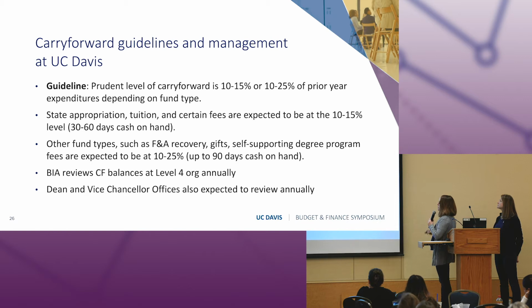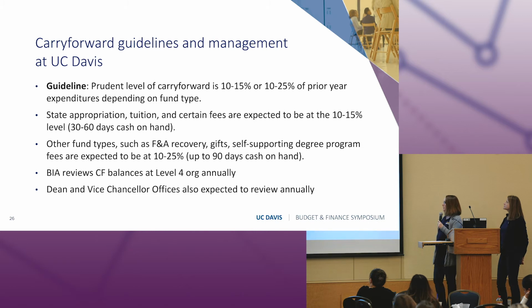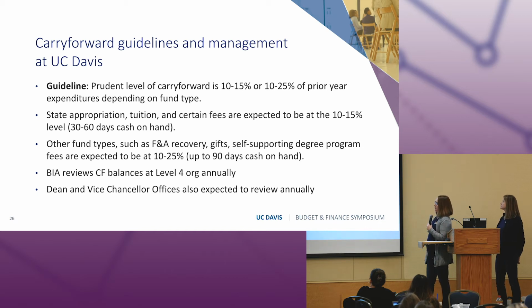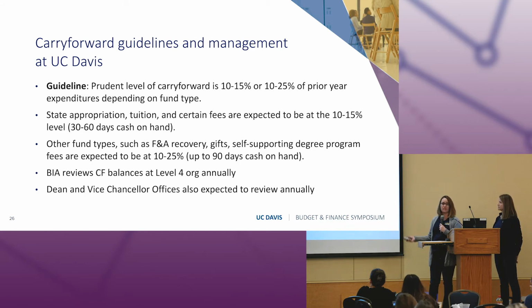So other fund types, such as F&A recovery, gifts, and self-supporting degree programs, are expected to be 10 to 25%, up to about 90 days. That was also arrived at by looking at the risk in those programs. If you have a self-supporting degree program, your income and expense picture, mostly your income picture, can change pretty quickly if your enrollment plummets. Or you have some grants and you're using the F&A recovery for regular operations and some grants are lost, right? So there does need to be a little more caution in managing your risk for those types of programs. That's how we got to that.